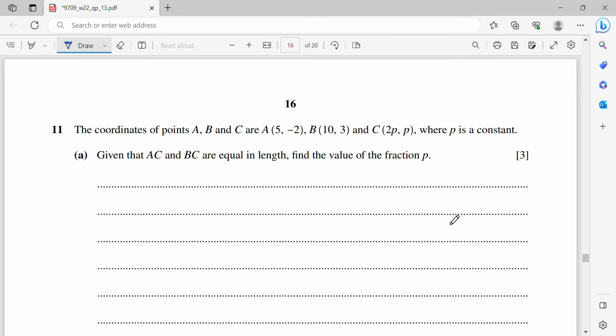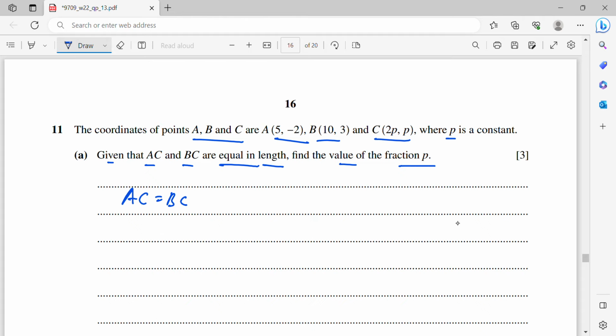Okay, so now let's move on to question 11. The coordinates of points A, B, C are given. A with coordinates 5, minus 2, B with coordinates 10, 3, and C with coordinates 2p, p, where p is a constant. Given that AC and BC are equal in length, find the value of p. So this means AC equals BC.